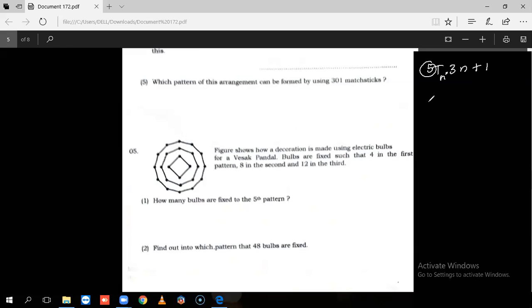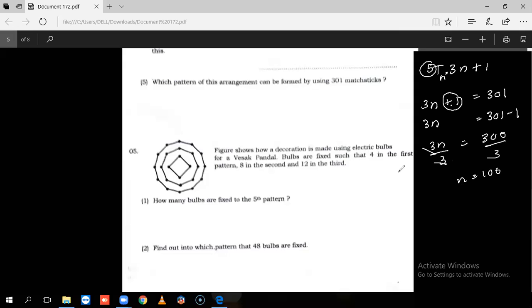Right, we can just substitute. 3n plus 1 equals 301. 3n equals, when the plus 1 goes to this side it becomes minus 1. 301 minus 1. 3n equals 300. Both sides divide by 3, right? n equals 100. We are getting the 100th pattern.